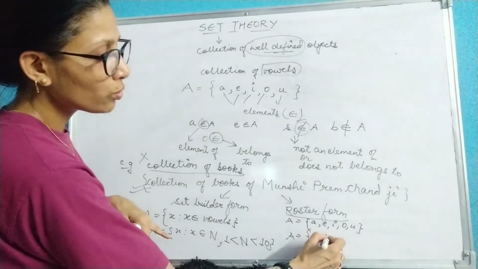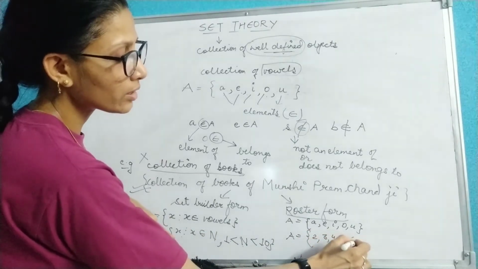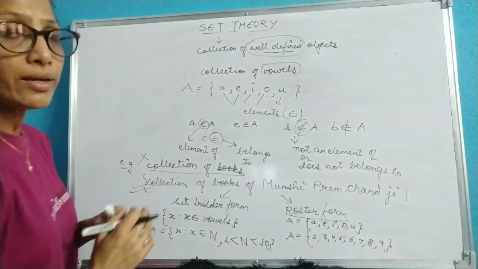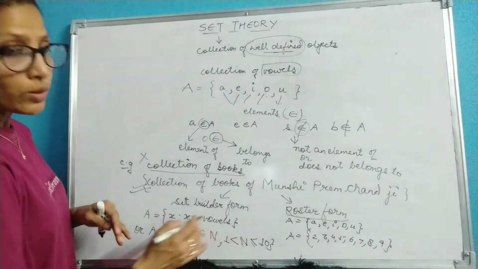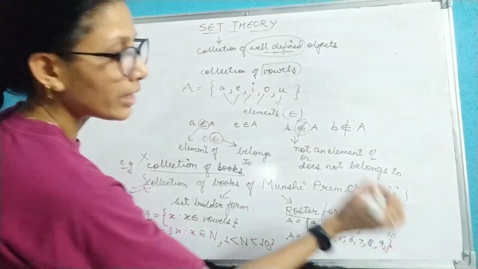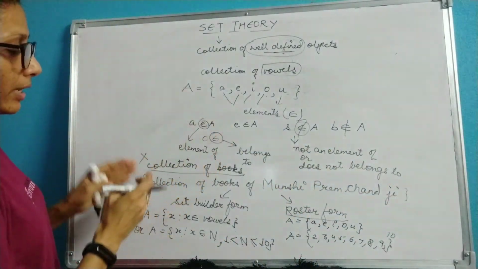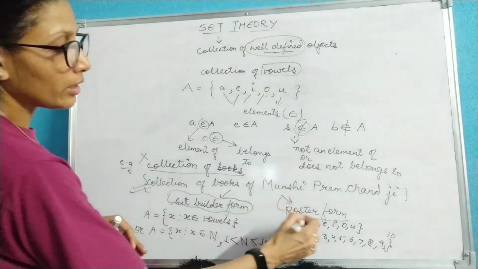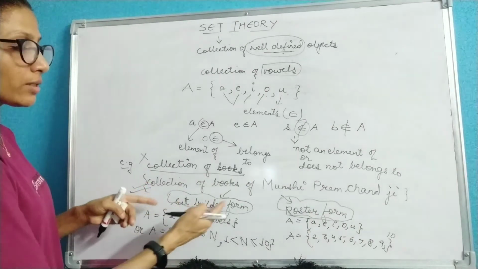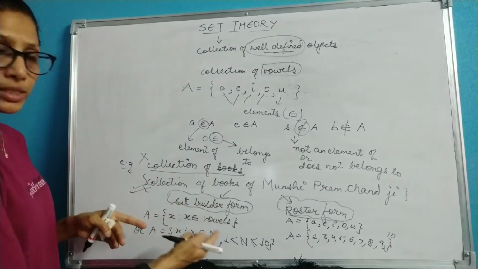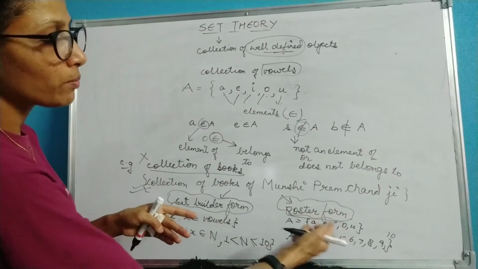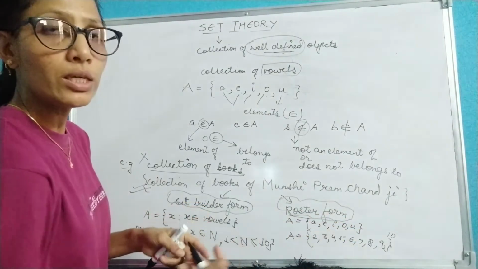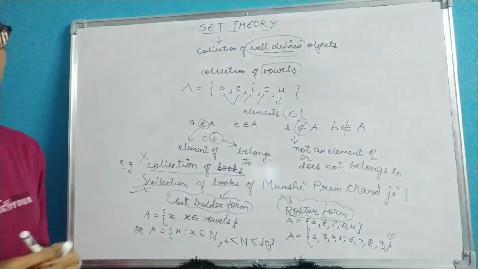That means 2, 3, 4, 5, 6, 7, 8 and 9. Up till here I have to write. If it is say equal to 10, then I have to add 10 also. So sets can be represented in two ways. One is your set builder form and another is your roster form. Set builder form is written in sentence form, whereas roster form is written in braces form. Elements are separated with commas. Have a look.